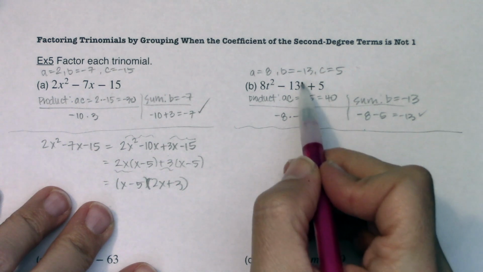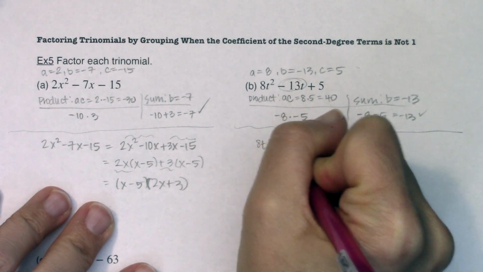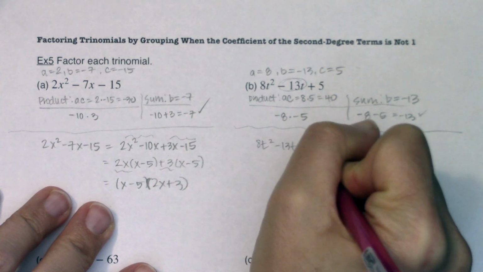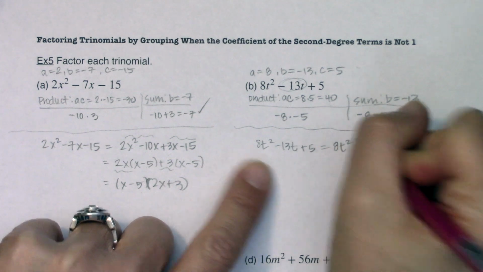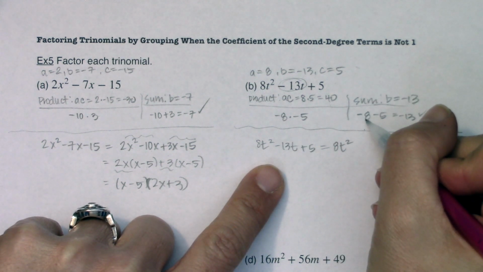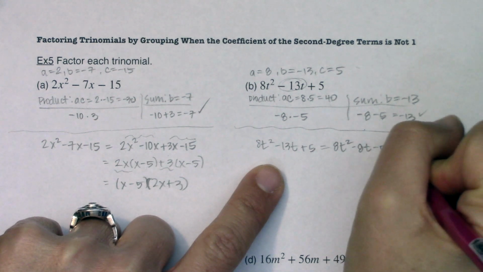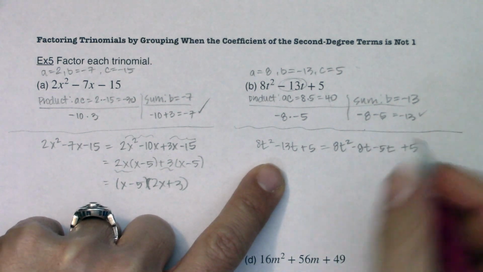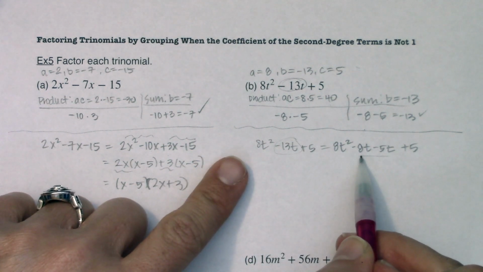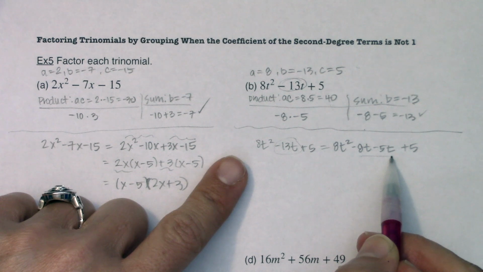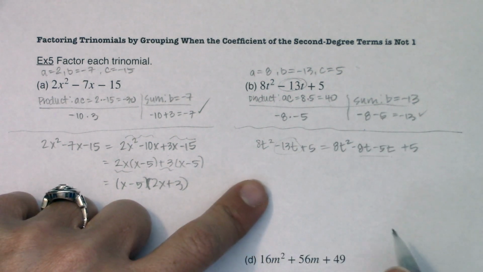So once I've unlocked that, let's rewrite this middle term. So instead of 8t squared minus 13t plus 5, I'm going to write this as 8t squared minus 8t minus 5t, and then plus 5, right? Instead of -13t, I'm going to split it. And again, I could have gone minus 5t minus 8t. It would have gotten us to the same end game answer, just a slightly different path along the way.